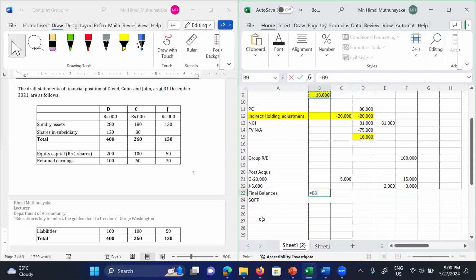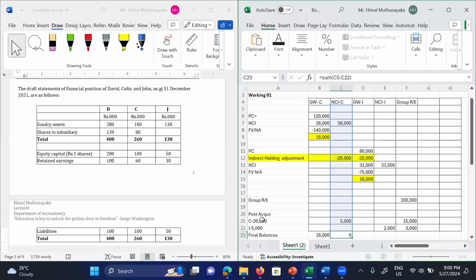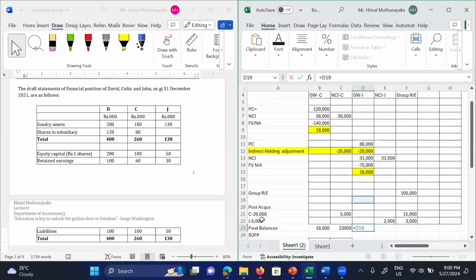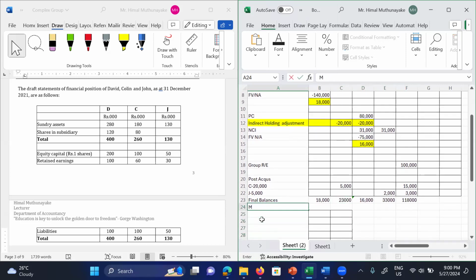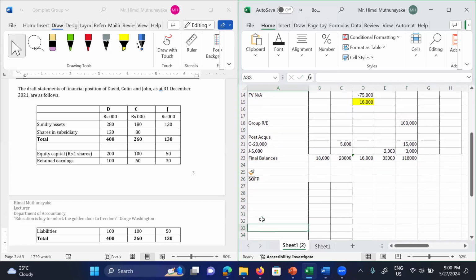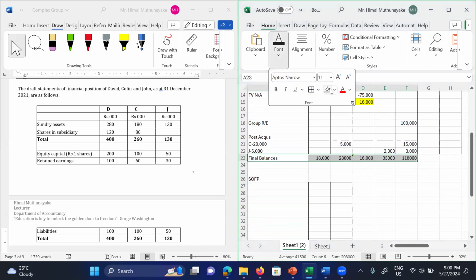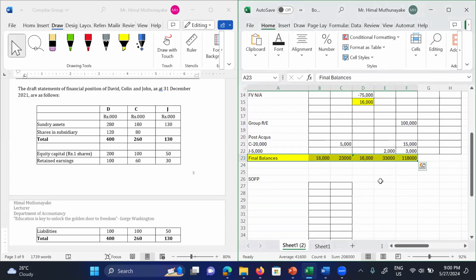So when we are getting the final balances, here the goodwill will be 80,000, and this should be the sum of this one, 23,000 and 16,000. Right. So then we have done all the adjustments. These are the final balances. We have done all the adjustments.